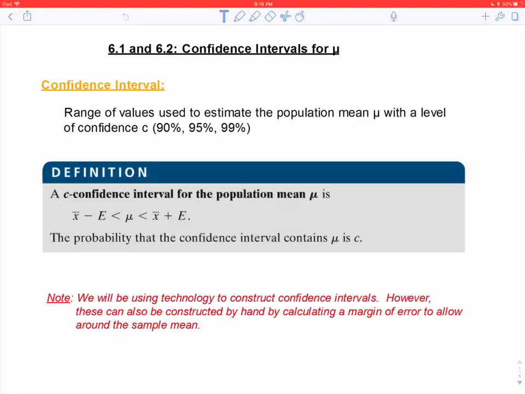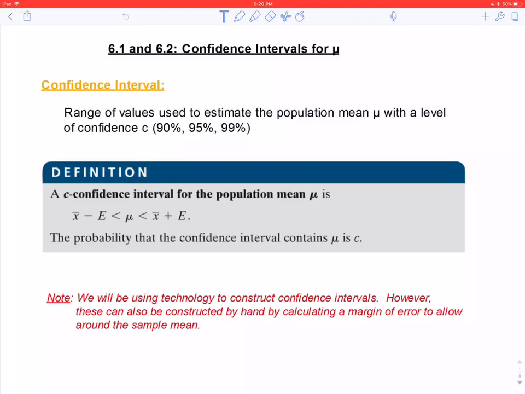All right, so in Chapter 6 and Chapter 7, we're going to start talking about inferential statistics. And all that really means is we're going to take what happens in a sample and use it to draw conclusions about the population. So this is where we really start to apply those descriptive statistics that we learned back in Chapter 2.